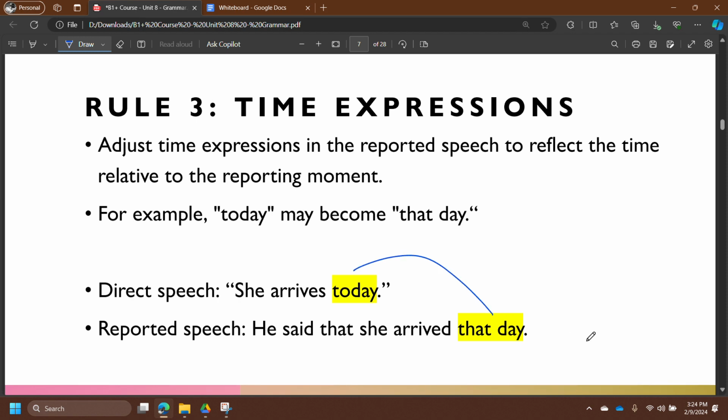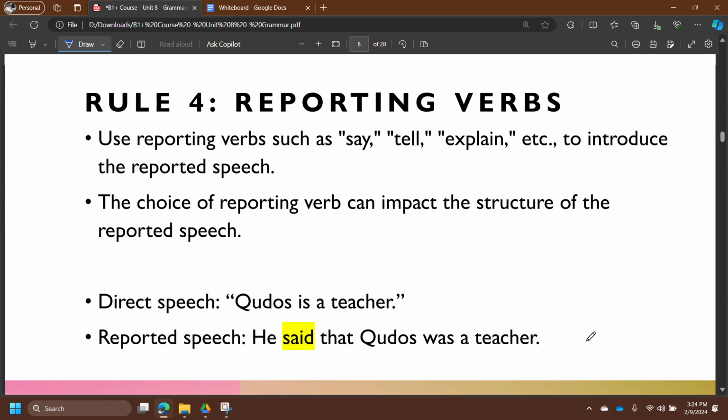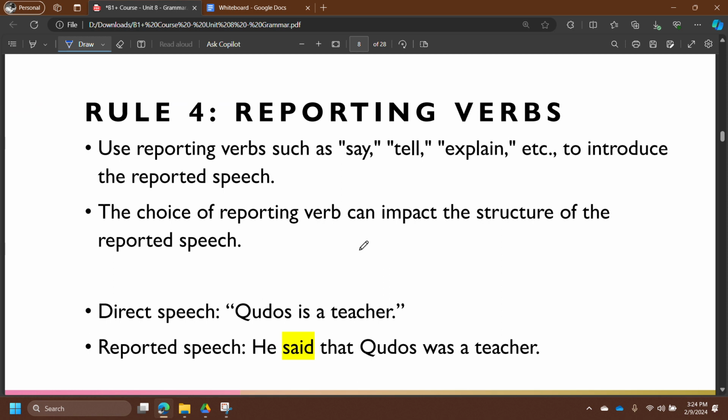Okay, now moving on. Rule 4, reporting verbs. So we use reporting verbs such as say, tell, and explain, etc., to introduce the reported speech. The choice of reporting verb can impact the structure of the reported speech as well. For example, in the direct speech you say Qudus is a teacher, and in reported speech you say he said that Qudus was a teacher.